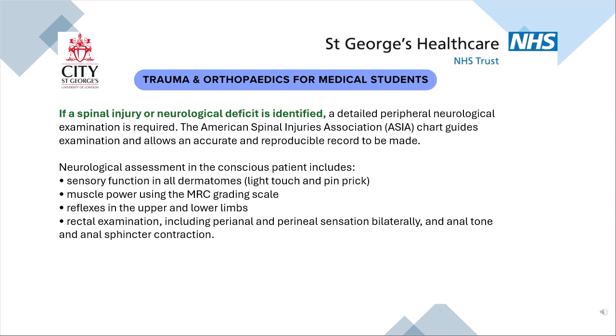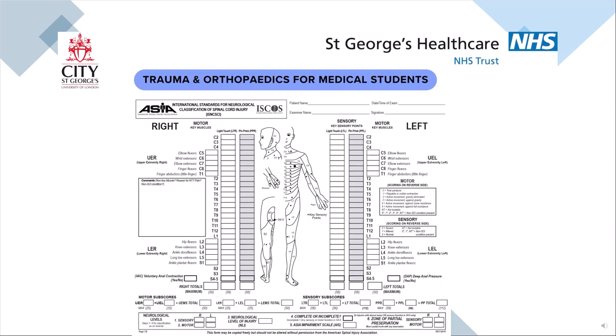You need to know that if you do identify a spinal injury or a patient with a neurological deficit, you need to do a further in-detail examination. This is going to include the sensory function in all dermatomes, the muscle power, the reflexes, and don't forget a rectal examination, which is absolutely essential. You may want to document all of this on this ASIA chart, which you need to be aware of, but you certainly don't need to know the detail of for any exams.